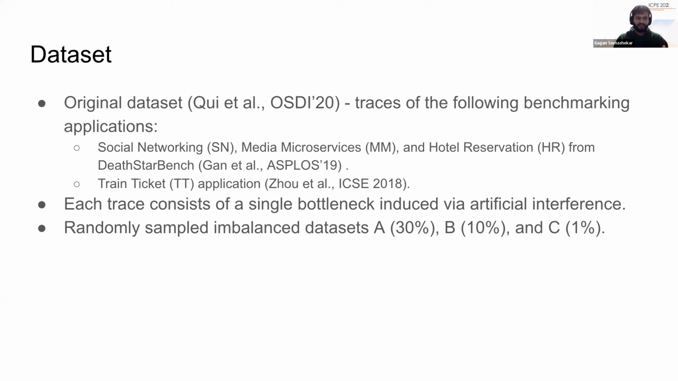One of the main goals of this work in progress is to evaluate how well a GNN-based model performs on an imbalanced dataset. Accordingly, we randomly sample traces from the FIRM dataset to create three datasets A, B, and C. The percentage of traces that contain bottlenecks is given in the brackets. So for example, dataset C contains 99% of traces that do not have bottlenecks and 1% traces that have bottlenecks.